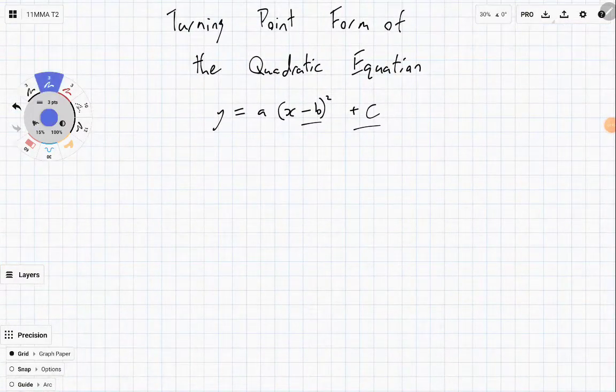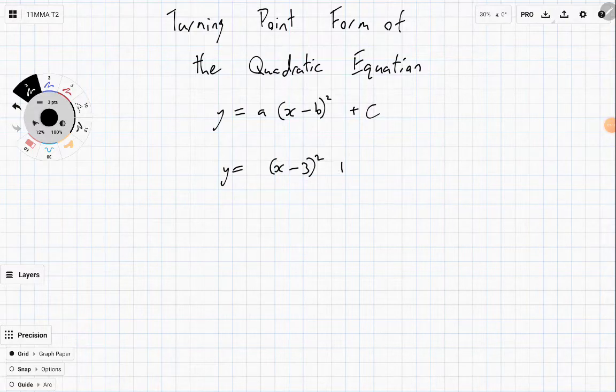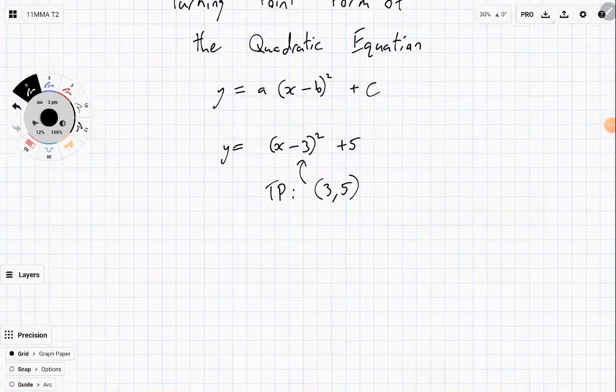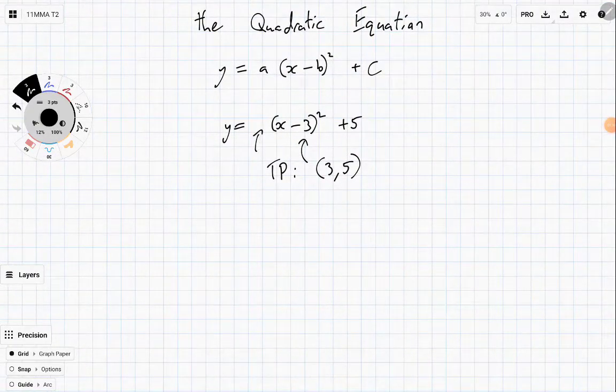Now just be mindful, B has the negative, C does not. So whatever the sign of B is, you're going to switch, whereas whatever the sign of C is, you will not switch. So if I have the function y is equal to (x minus 3) squared plus 5, well, I can immediately read off that the turning point is going to be at the point (3, 5). And since there's no other dilations or reflections happening, I don't have to change the shape. So let's quickly sketch it.